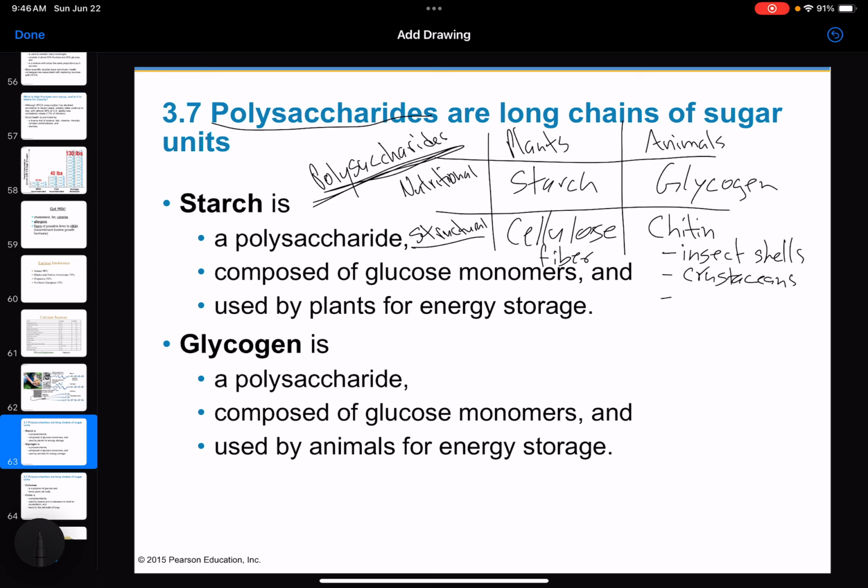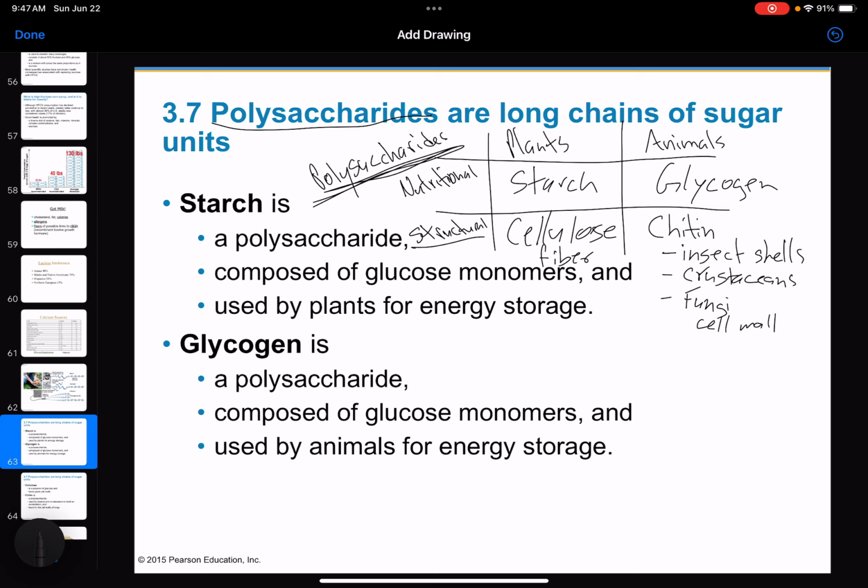And finally, you can also get them in fungus, specifically something called a cell wall. So fungi also have this polysaccharide that doesn't give you any nutritional value. It forms sort of a protective structure around fungal cells.